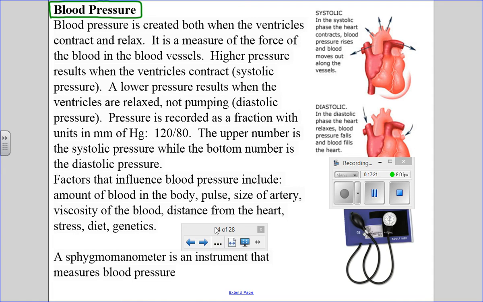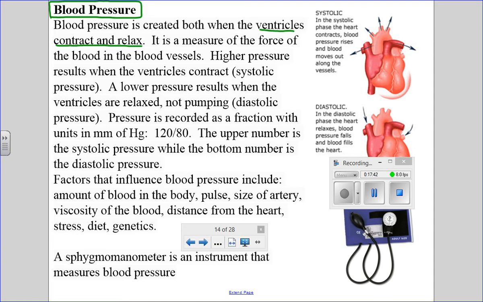So what's blood pressure? It's created when your ventricles contract and relax. That's what we're measuring when we measure blood pressure. How much pressure is there when your ventricles are contracting? And how much pressure is there when your ventricles are relaxing?